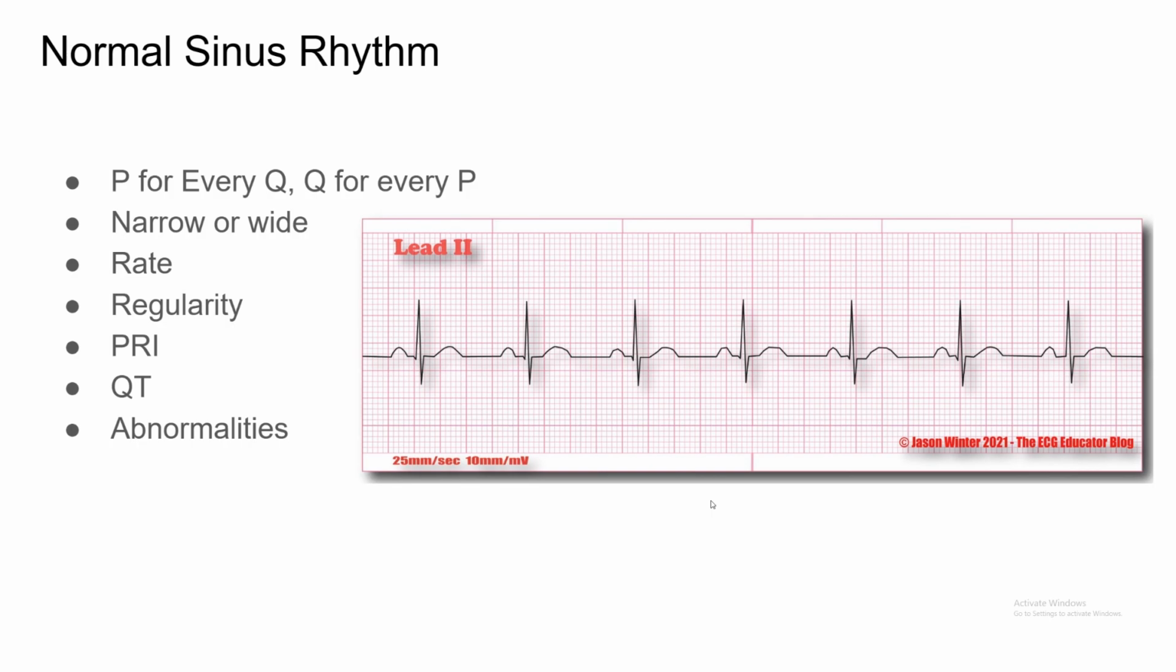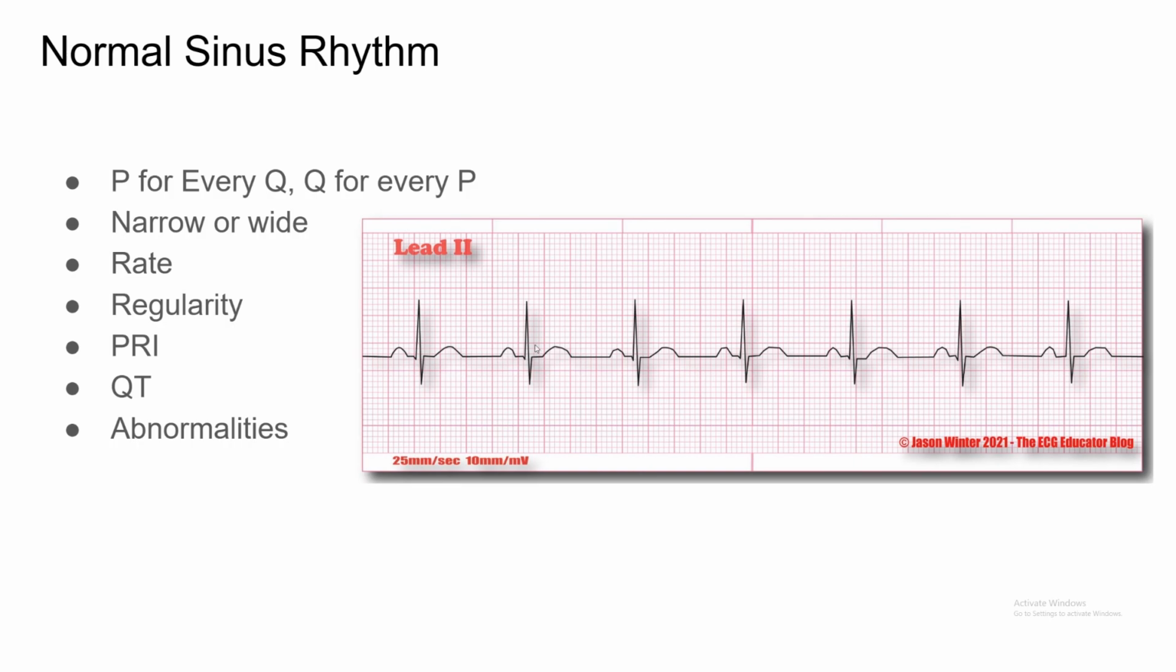And then let's take a look at our QT, and let's remember our normal parameters for QT are 0.45 seconds or below for men, and 0.46 seconds or below for women. Our QT goes from the beginning of the Q wave to the end of the T wave, right? I can tell that it's smaller than these two boxes, so we're in the clear right here, because this box and this box together would be 0.4.